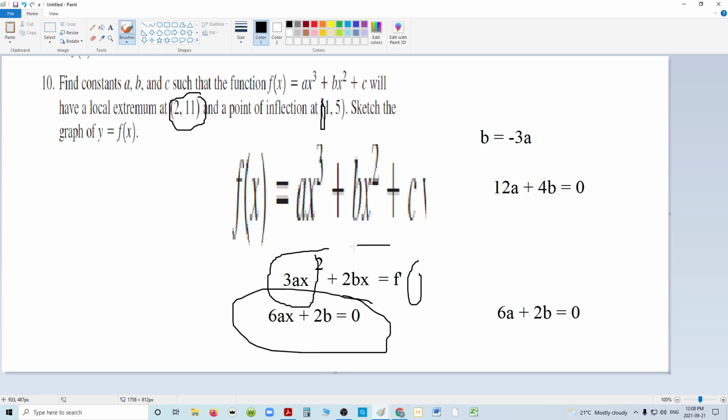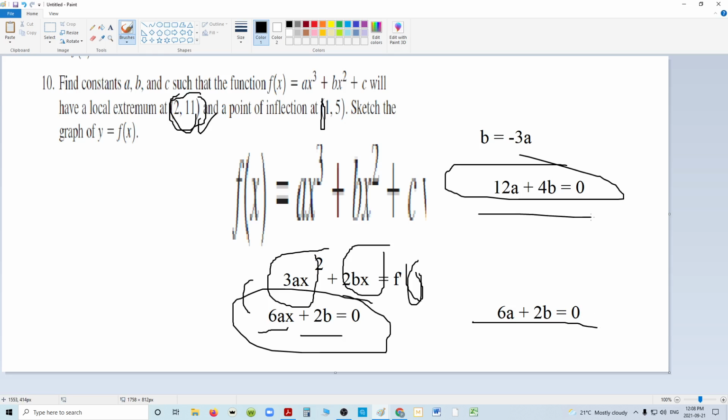3ax squared plus 2bx is going to be equal to 0 when x is 2. So I'm going to get 12a plus 4b is equal to 0. Is that what I got? That's what I got for this first one. Good. Then the second derivative is going to be 6ax plus 2b is equal to 0. And when x is 1, I get 6a plus 2b is equal to 0. The problem is this formula is the same as that formula. So it's not going to help.